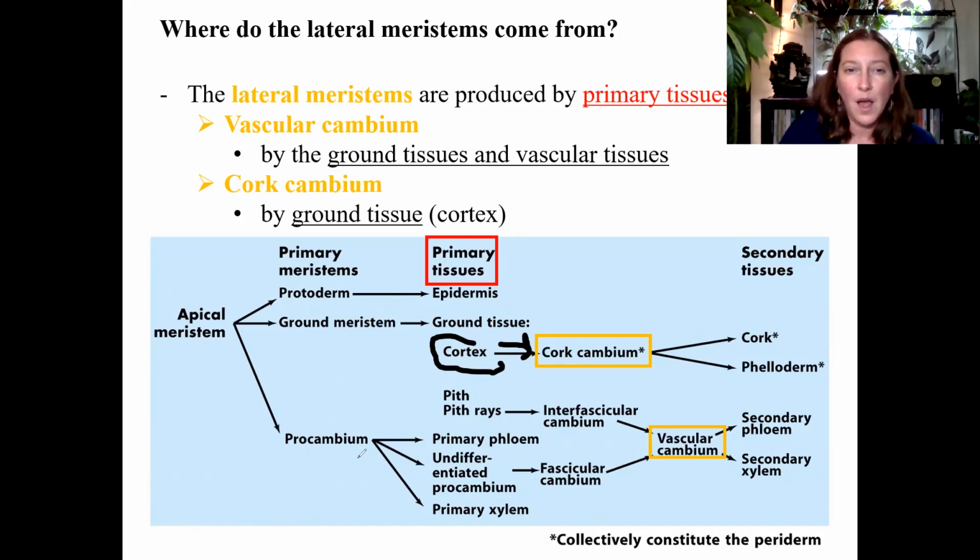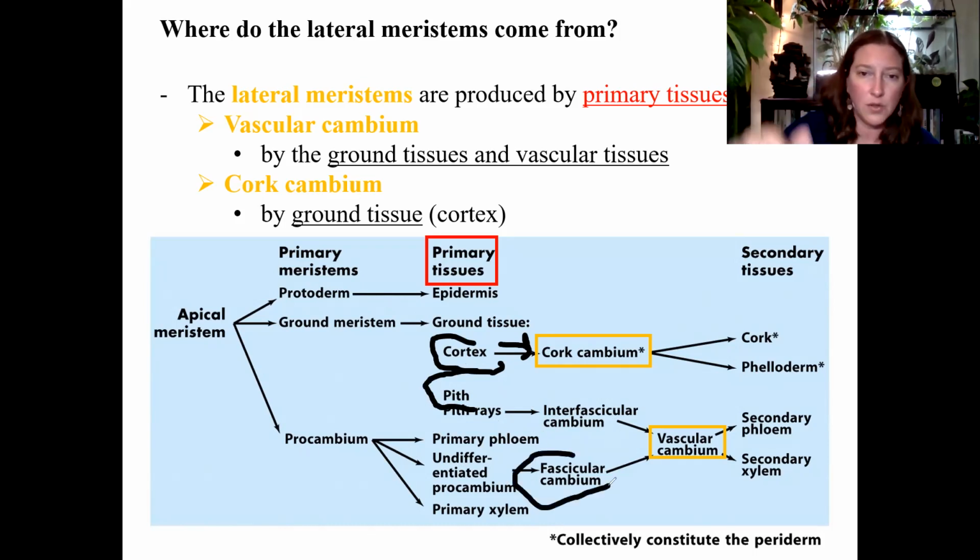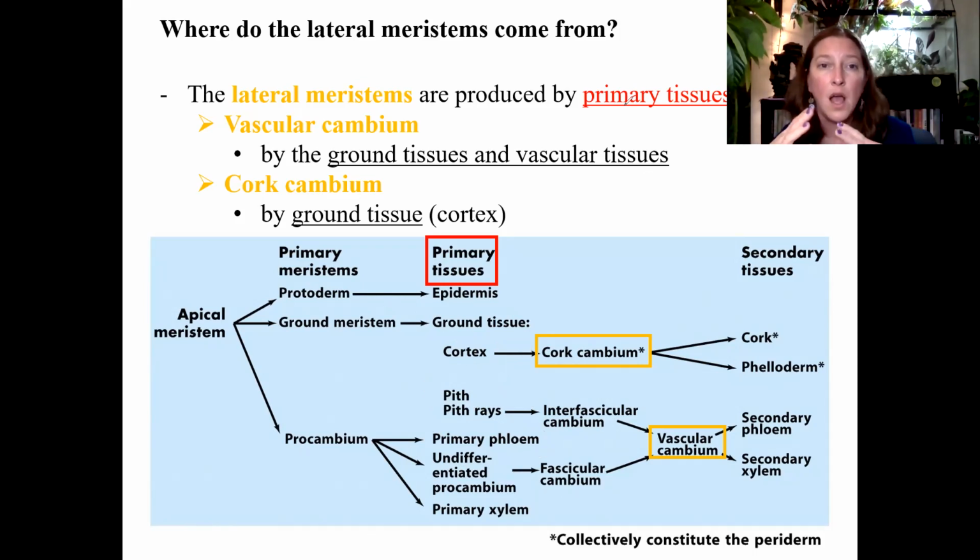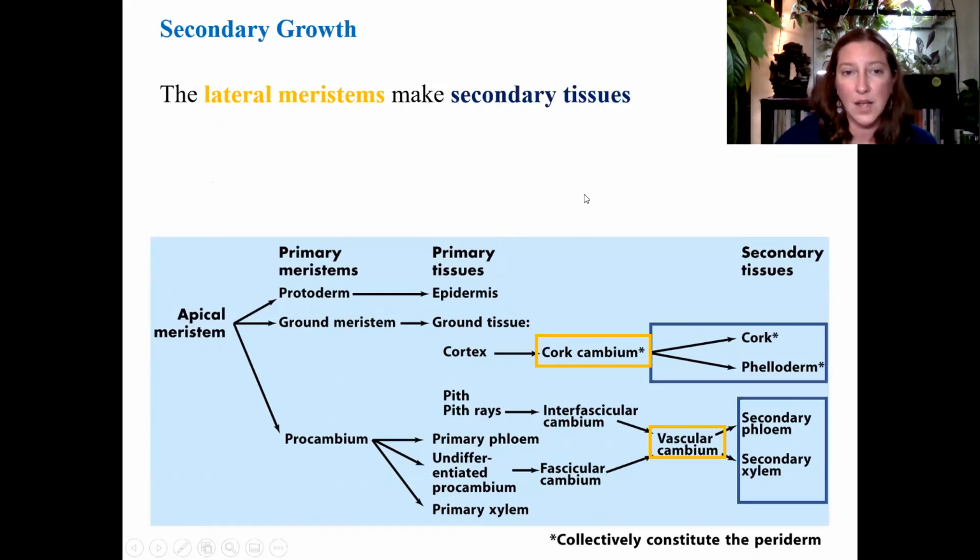Similarly, at a certain point in the stem or the roots development, and again, you don't need to know the names, the vascular cambium is going to be made from some of the ground tissues and also some of the vascular tissues. You don't need to know the names. I'm just showing you that the lateral meristems come about because of chemical changes that the primary tissues undergo. That's how they come about.